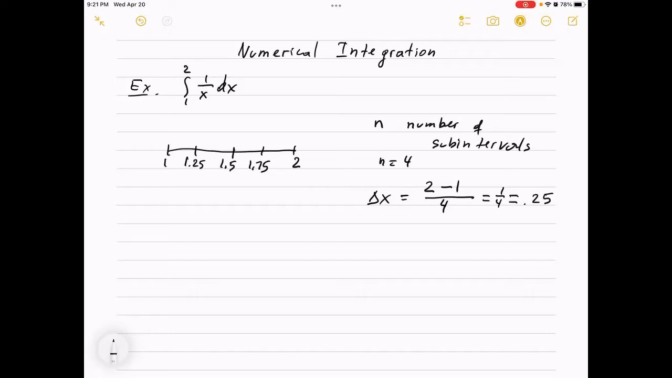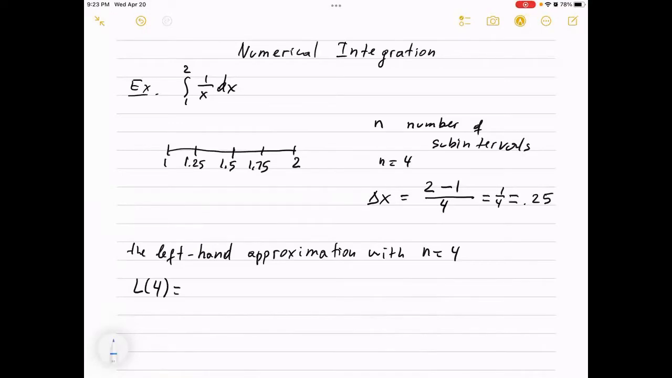Now, if I want to calculate the left sum approximation, or left hand approximation, with n equal to 4, instead of writing or saying every time left hand approximation with n equal to 4, I'm going to write down just L4.